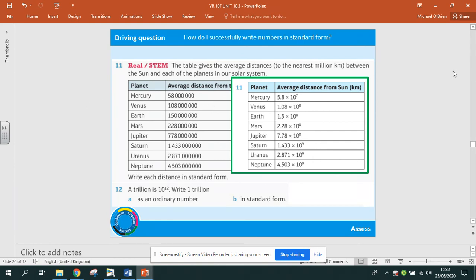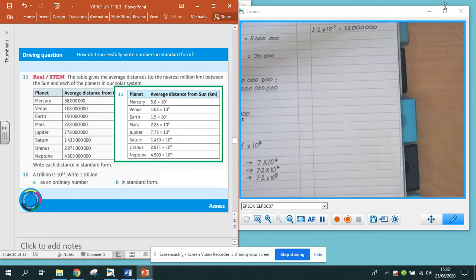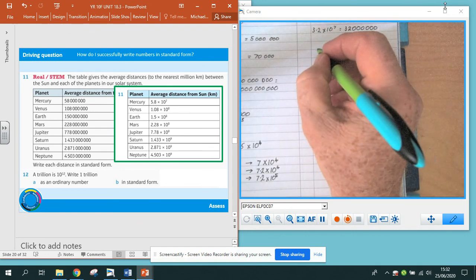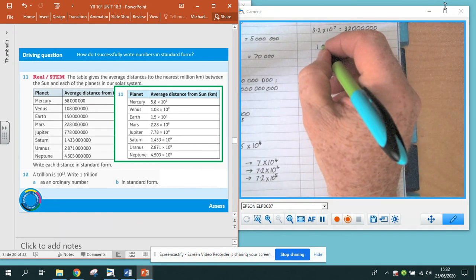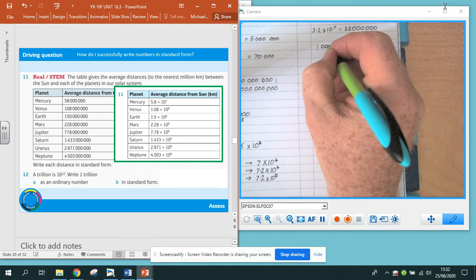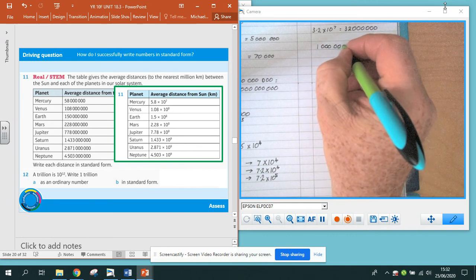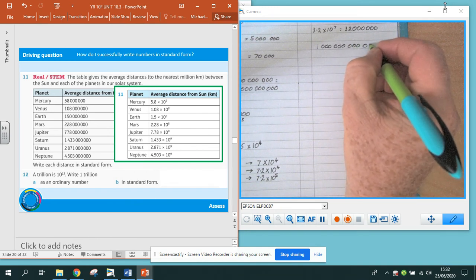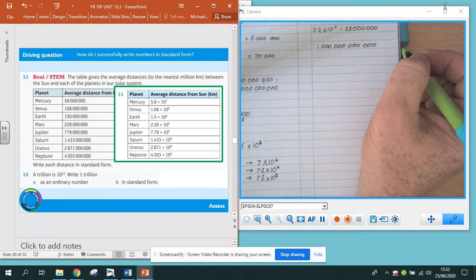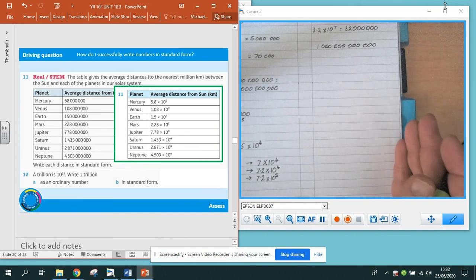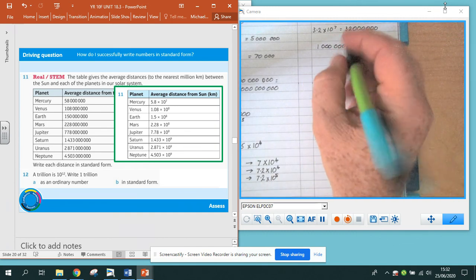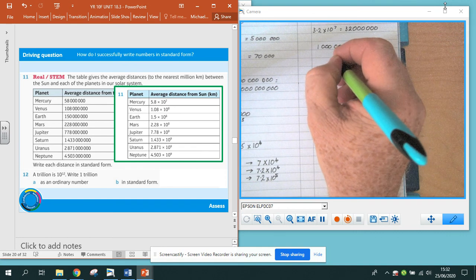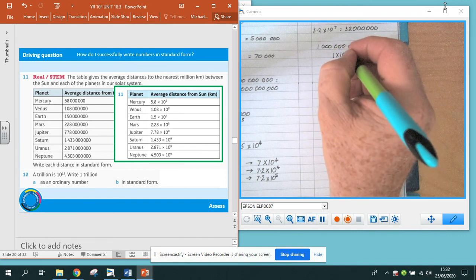Okay, so now a trillion. Let me just get back onto the paper. As an ordinary number, it's going to be 1 followed by 12 zeros. So we're going to group them in threes. So that's what a trillion looks like. And finally, in standard form, it's 1 times 10 to the 12th.